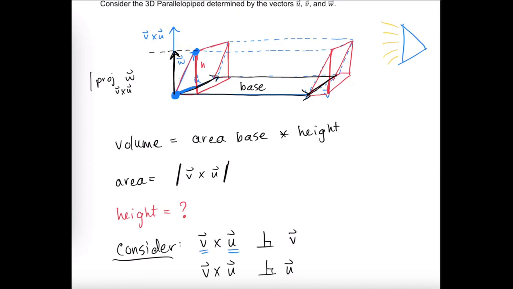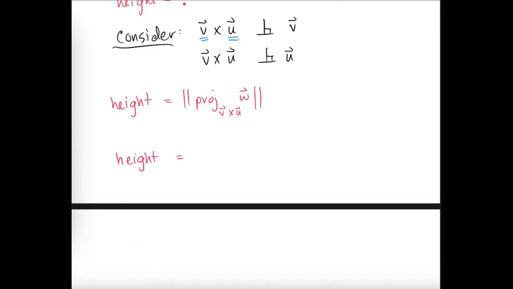So if we could determine the magnitude of this vector, we're going to call that our height. Instead of calling it the magnitude of the projection vector, we could also consider this to be the value of the component of w onto v cross u. Now, this component could be a positive or a negative value. Remember, this is the signed magnitude of the projection vector, depending on the angle between those two vectors.